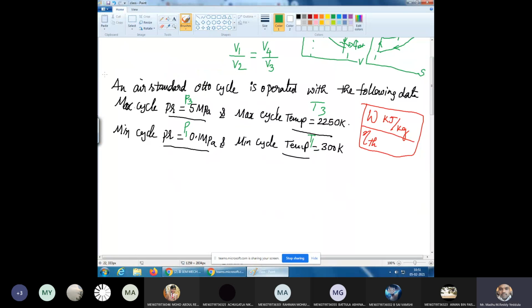So let us first write 1 to 2. 1 to 2 is the isentropic process, isentropic compression, and for 1 to 2 I can say P1 V1 power gamma is equal to P2 V2 power gamma, and I know the compression ratio is equal to V1 by V2. If I want to write V1 by V2 in terms of the pressure ratio, from the equation of state I can write P1 V1 by T1 is equal to P2 V2 by T2, and from this V1 by V2 is equal to P2 by P1 into T1 by T2.